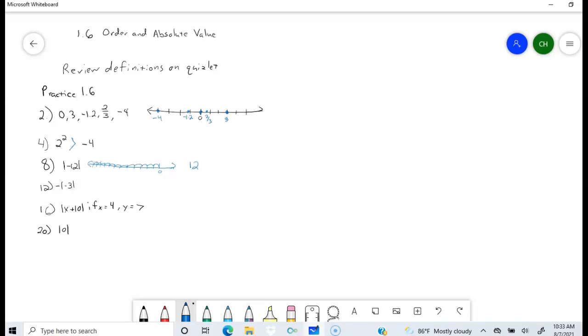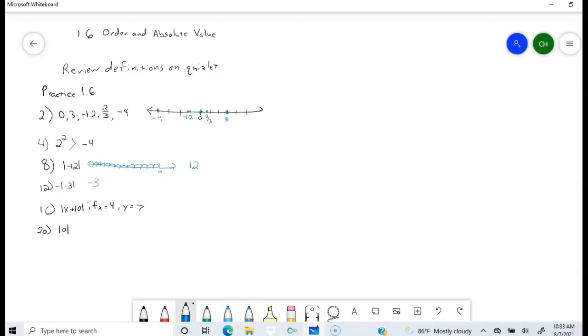Now here we got one a little bit different. We've got the negative absolute value of negative 3. So we need to think about that as the opposite of the absolute value of negative 3. Okay, so the absolute value of negative 3 is 3. It's 3 units away from 0, and I want the opposite of that. So that's going to be negative 3.